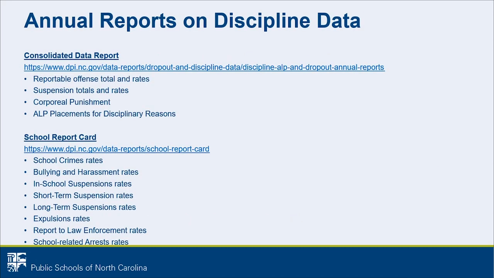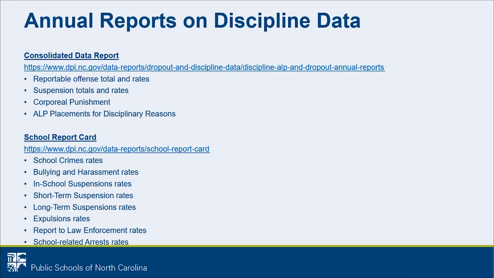Every year, the state publishes two reports related to discipline data. They are the school report card and the consolidated report to fulfill state and federal requirements. The consolidated report that is submitted to the General Assembly every year can be found using the link provided. The report includes the annual report of school crime and violence, the annual report of suspensions and expulsions, the annual report on the use of corporal punishment, the annual report on reassignments for disciplinary reasons, the annual report on alternative learning placements, and the annual report on school dropouts, on dropout rates.